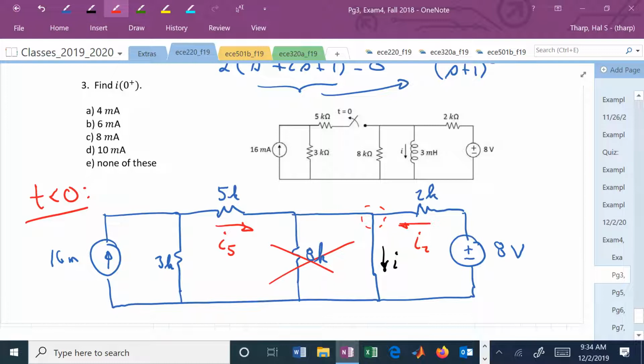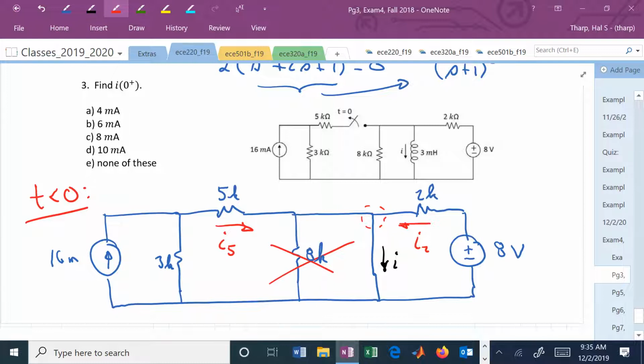We can find I sub 2 because, what's the voltage dropped across that 2K resistor? 8 minus the common, 8 minus 0, divided by 2K. That gives us I sub 2. What's the current I5?